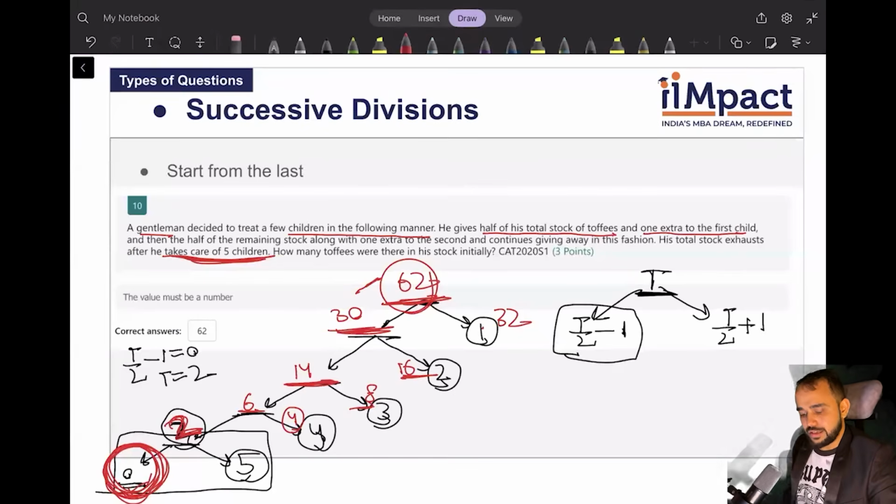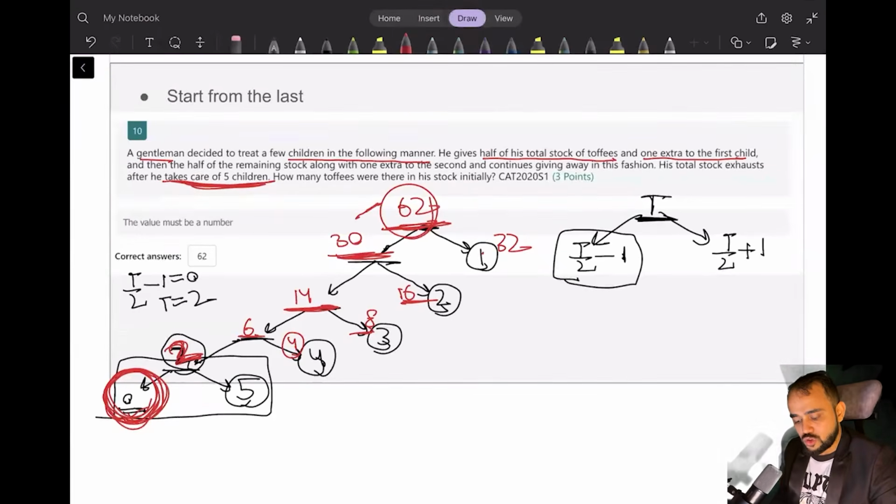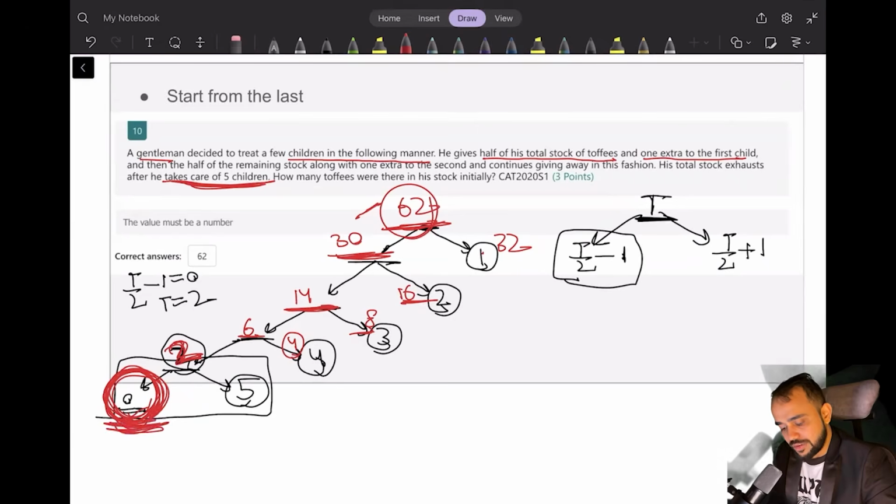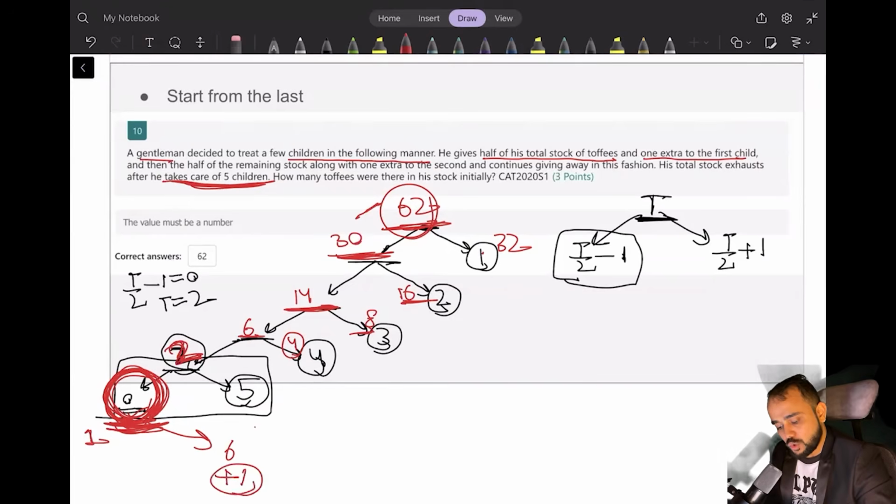So the trick is that the last node, the one that does not exist, has a value of 0. Because if there was something left here, he could have given that to the sixth kid, no? Even if, let's say, one toffee was left, he would have tried to give half a toffee, which he couldn't have. Then he would have given one additional toffee. So he could have taken care of the sixth kid like this. So there has to be 0 toffees left in this situation.